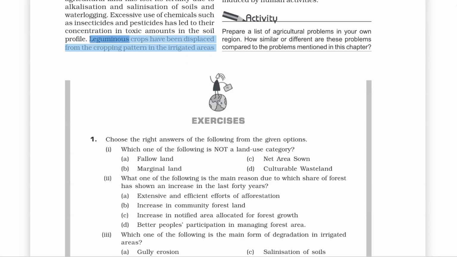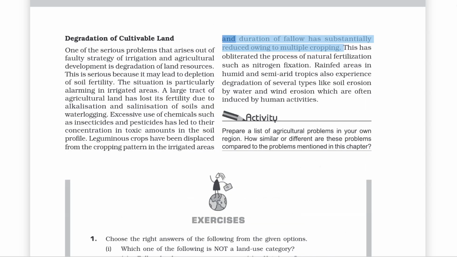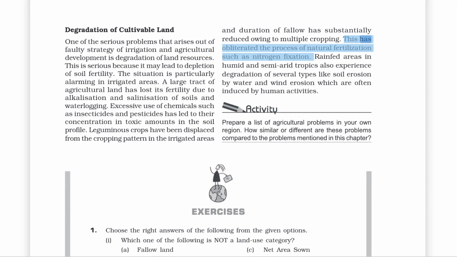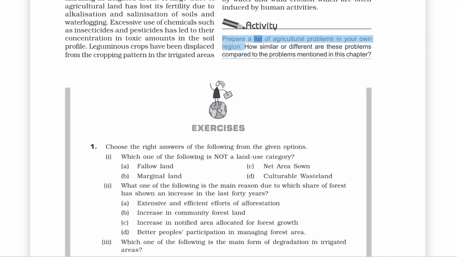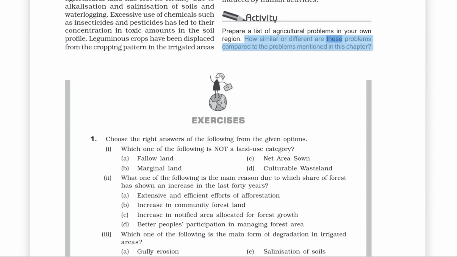profile. Leguminous crops have been displaced from the cropping pattern in the irrigated areas. And duration of fallow has substantially reduced owing to multiple cropping. This has obliterated the process of natural fertilization such as nitrogen fixation. Rain-fed areas in humid and semi-arid tropics also experience degradation of several types like soil erosion by water and wind erosion, which are often induced by human activities. Prepare a list of agricultural problems in your own region. How similar or different are these problems compared to the problems mentioned in this chapter?